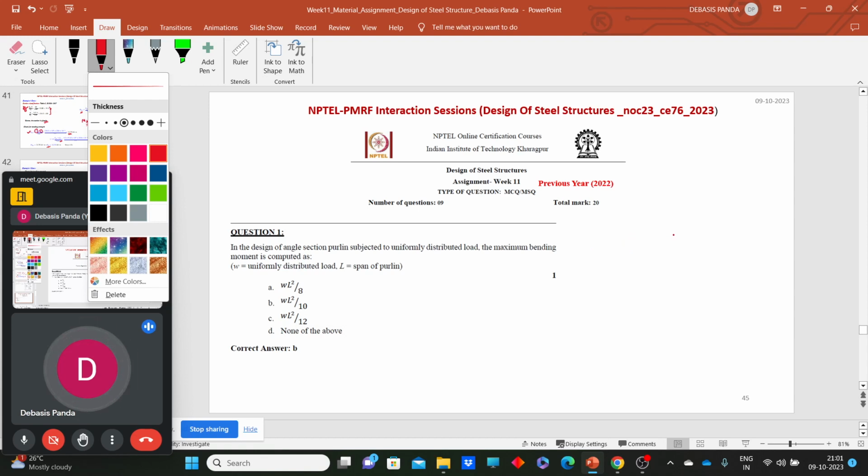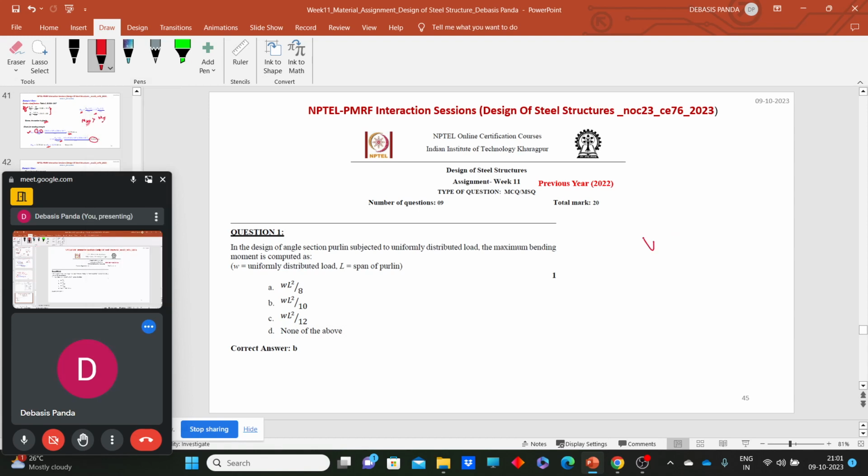So obviously, it is a continuous beam. So that will be nothing but WL square by 10, if W is the uniformly distributed load per meter. And if the total load is given, then W into L by 10 will be the value. So the option B will be the correct answer.